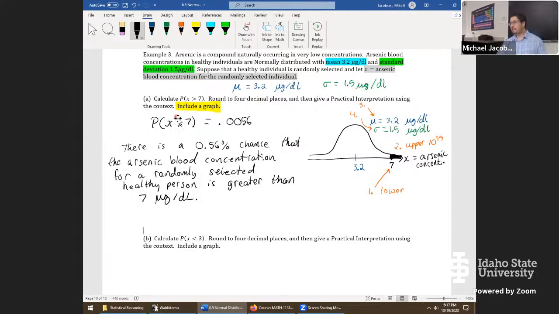So in other words, it looks like it's extremely rare for someone to have an arsenic blood concentration at this value and still be considered a member of the healthy population. That might be a red flag. I'm not too sure. This is definitely not medical advice. But any questions, folks, on this one here? Yeah.